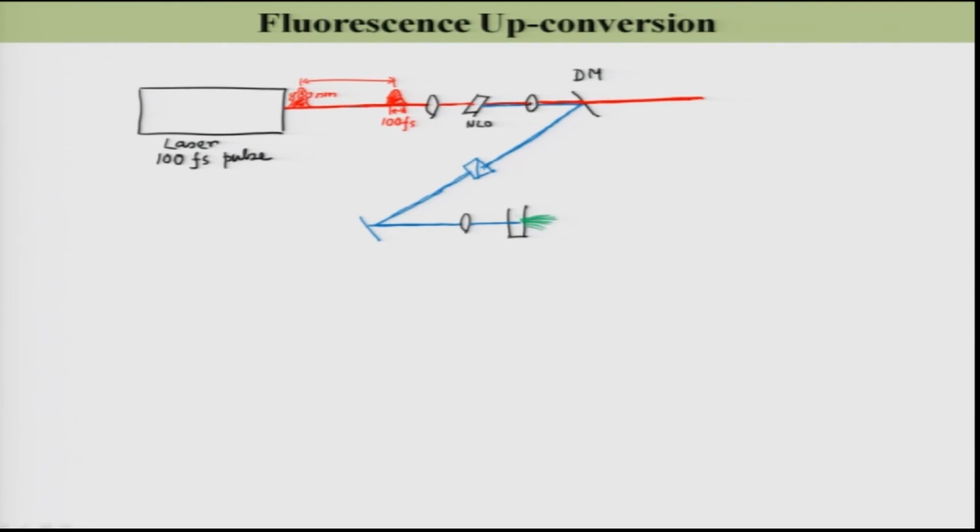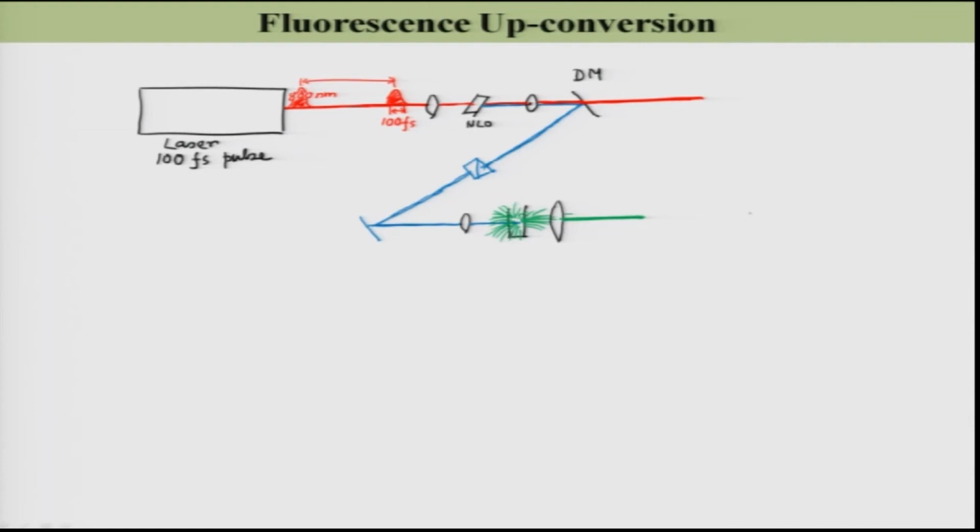So, fluorescence will come out in all directions. This is my fluorescence light coming out in all directions, and you put some mirror or a big lens over here to collect as much fluorescence as you can. Then this fluorescence will be collected at this position, and it will be guided along this pathway.